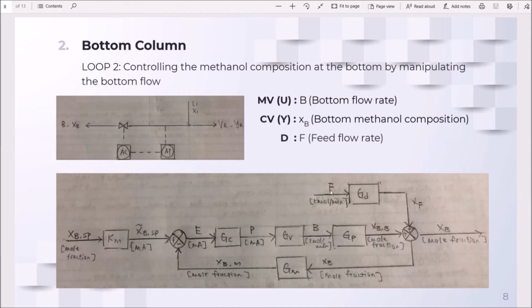And then for this one, the feed goes into the disturbance transfer function, and the output will be the changes of the bottom methanol composition due to the feed flow rate. Both of these then produce a new bottom methanol composition, and this process is also repeated in order to make sure that the bottom methanol composition is controlled.